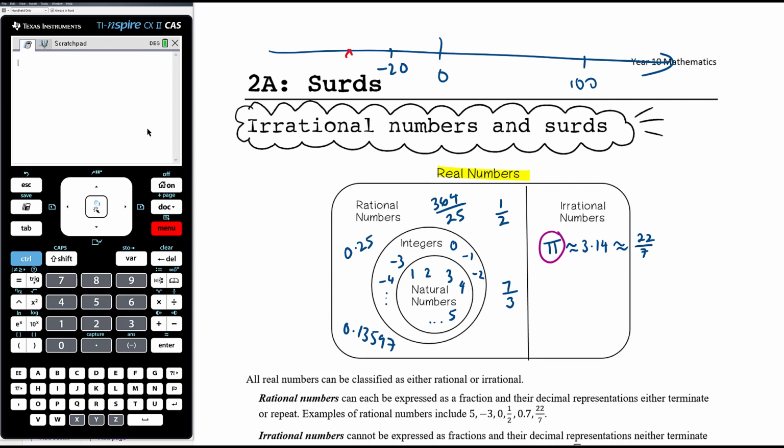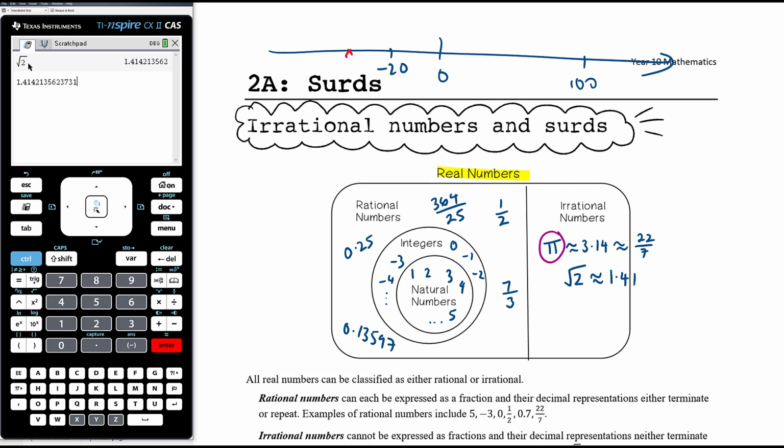Surds are also examples of irrational numbers. The simplest surd is √2. √2 is approximately 1.4, I think it's 1.42 or 1.41. Square root of 2. Oops, sorry, I'm just over here on the CAS, which is playing up. There we go. So yes, 1.41 to 2 decimal places. But as you see, that goes on and on forever without any kind of repeat. Obviously it's not going forever, but that's as far as your CAS will show you.